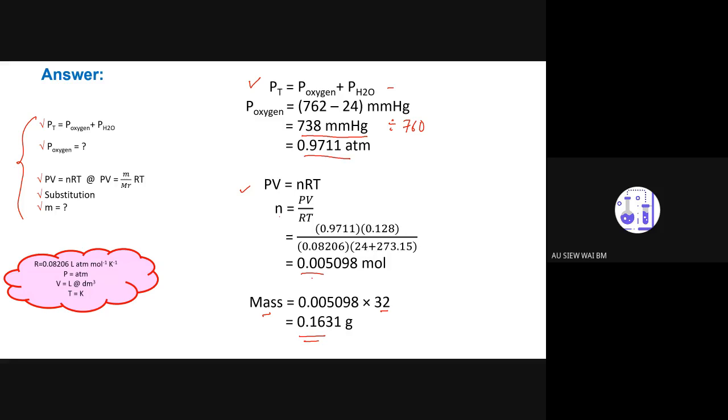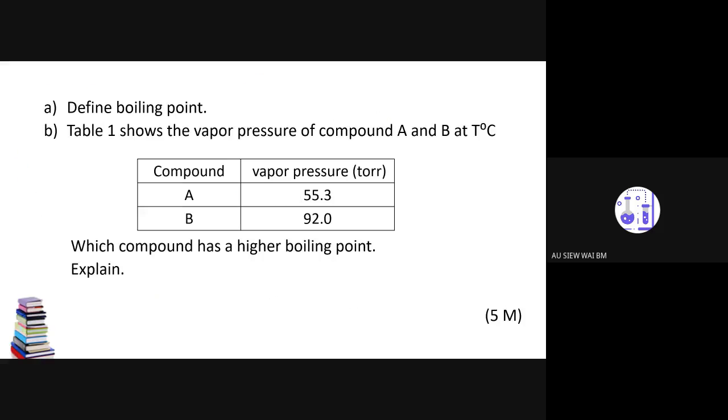So, actually, the calculation for this chapter, dia tak susah. And we apply the same formula. Kebanyakan guna formula yang sama sahaja. And next.